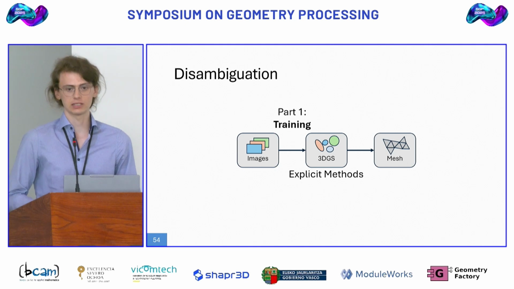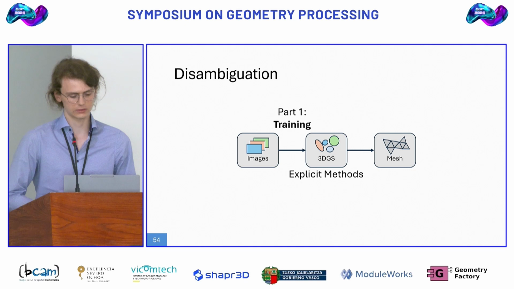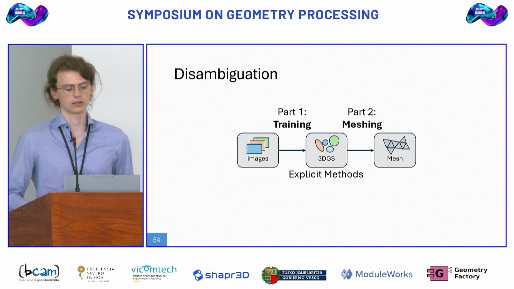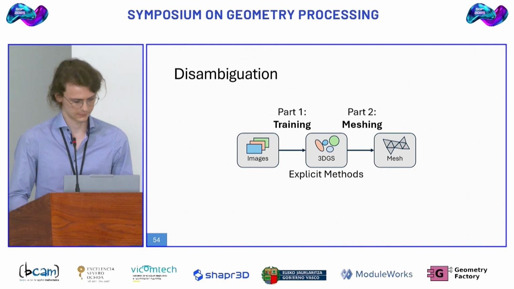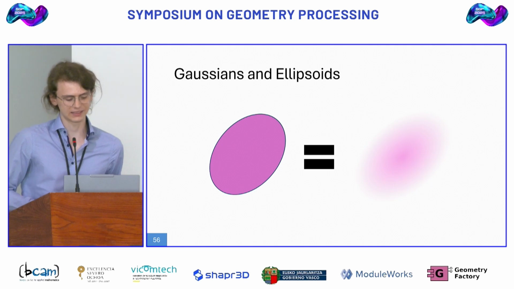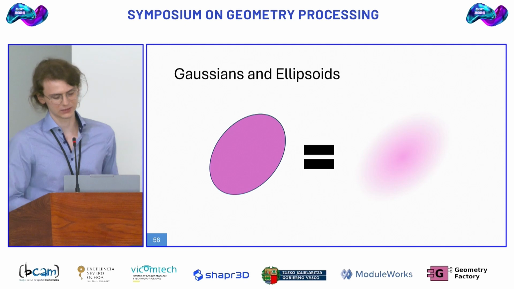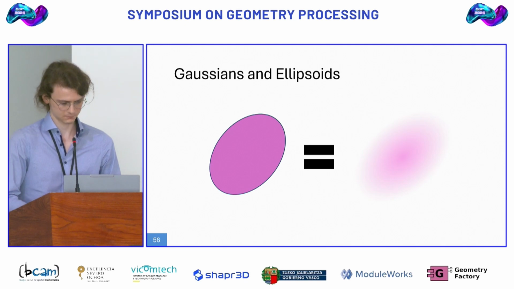This chapter is split into two parts. First of all, we will talk about how to train these 3D Gaussian models to extract from. And then finally, we will talk about meshing. For the remainder of this talk, I will be representing 3D Gaussians as ellipses. Of course, they are not. There is a normal distribution fall-off. Just keep that in mind.